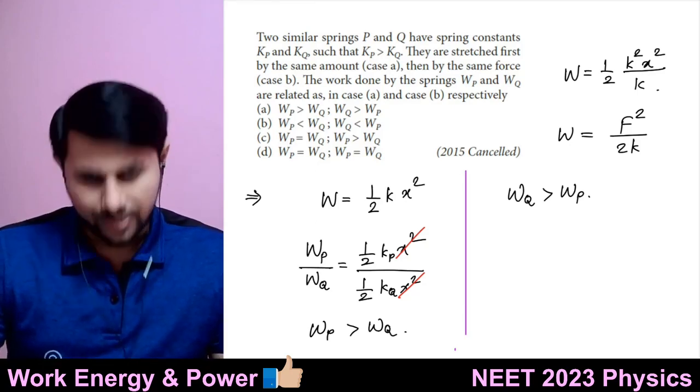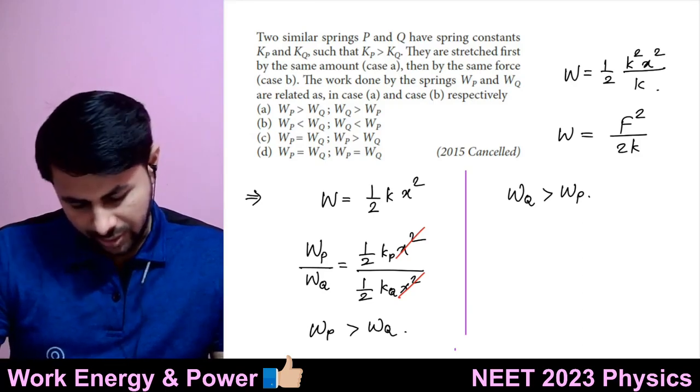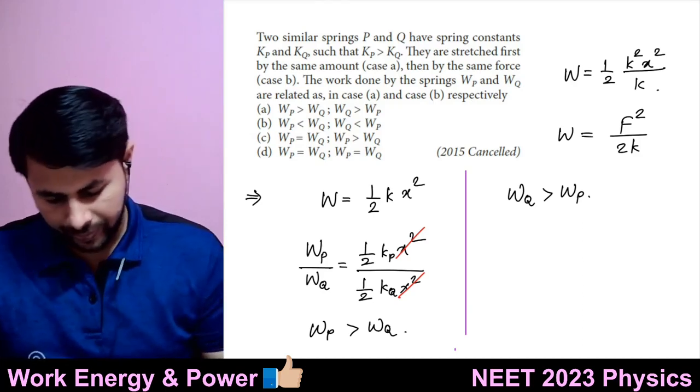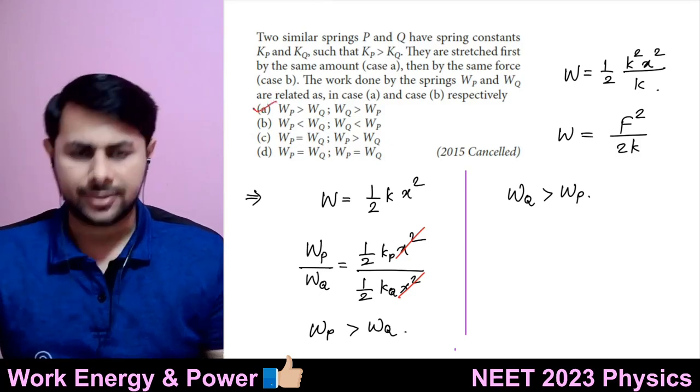Okay. So yeah, Sanjay is saying option A. Is it option A? Wp is greater than W, right. Option A is the answer.